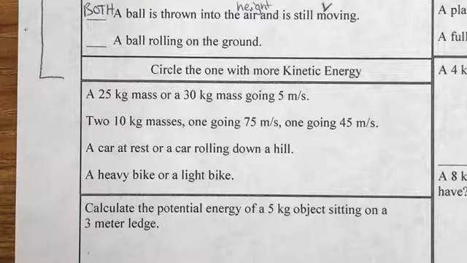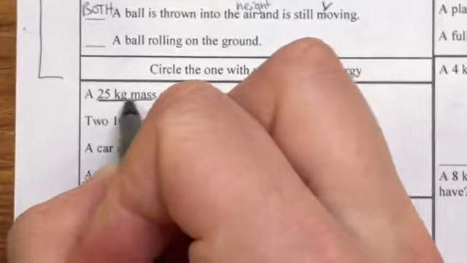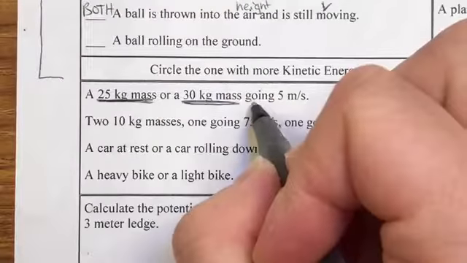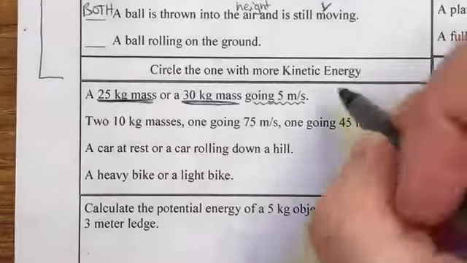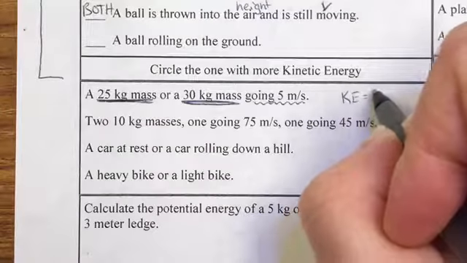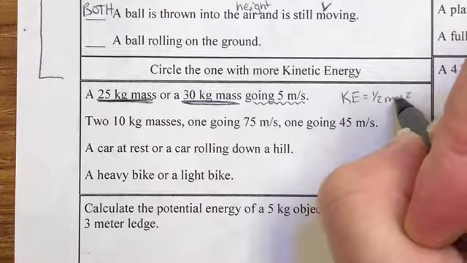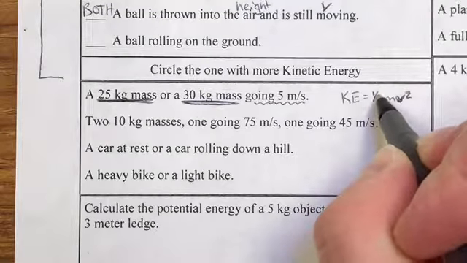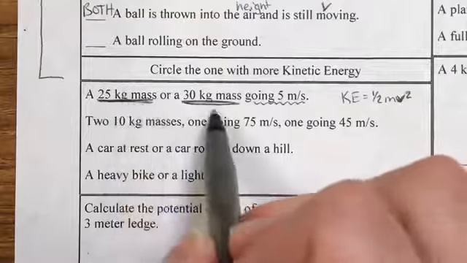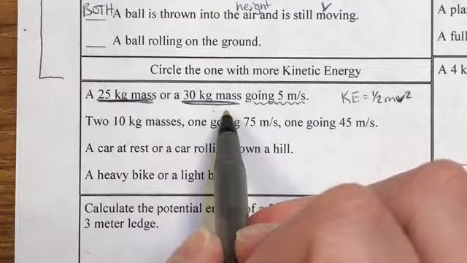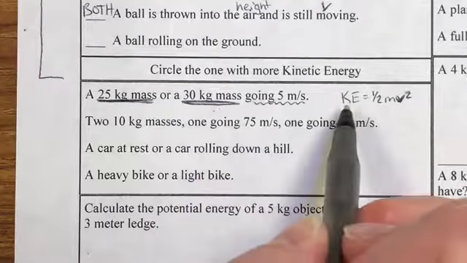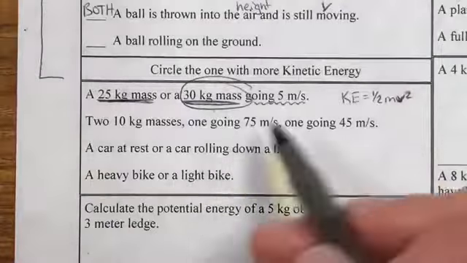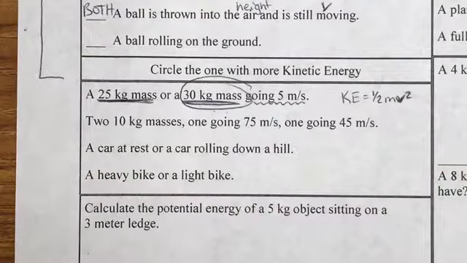Circle the one with more kinetic energy. Well, we have a 25 kilogram mass and a 30 kilogram mass, and they're both going 5 meters per second. Our formula for kinetic energy is 1/2 mass times velocity squared. So both the mass and the velocity will affect the kinetic energy. Which one is going to have more kinetic energy if they're going the same velocity? It's going to be the one with more mass. Okay, so repeat that here with those other problems.